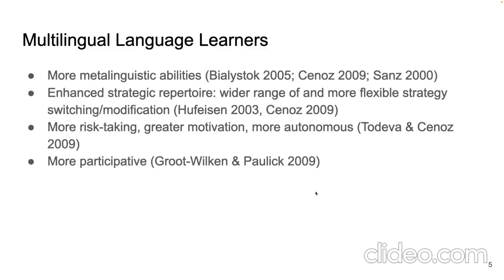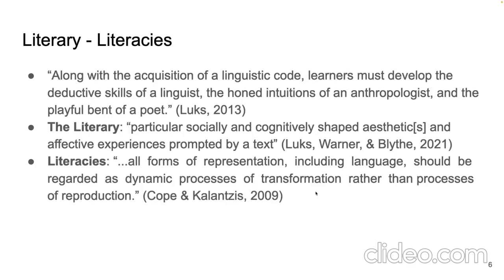And multilingual language learners themselves have more metalinguistic abilities than their monolingual counterparts. They have an enhanced strategic repertoire, so they have a wider range of and more flexible strategy for switching and modification. So they're just kind of more flexible as learners. They also tend to take more risks. They have greater motivation, and they're more autonomous, and they tend to be more participative. And this is, of course, overall, not individuals obviously vary.